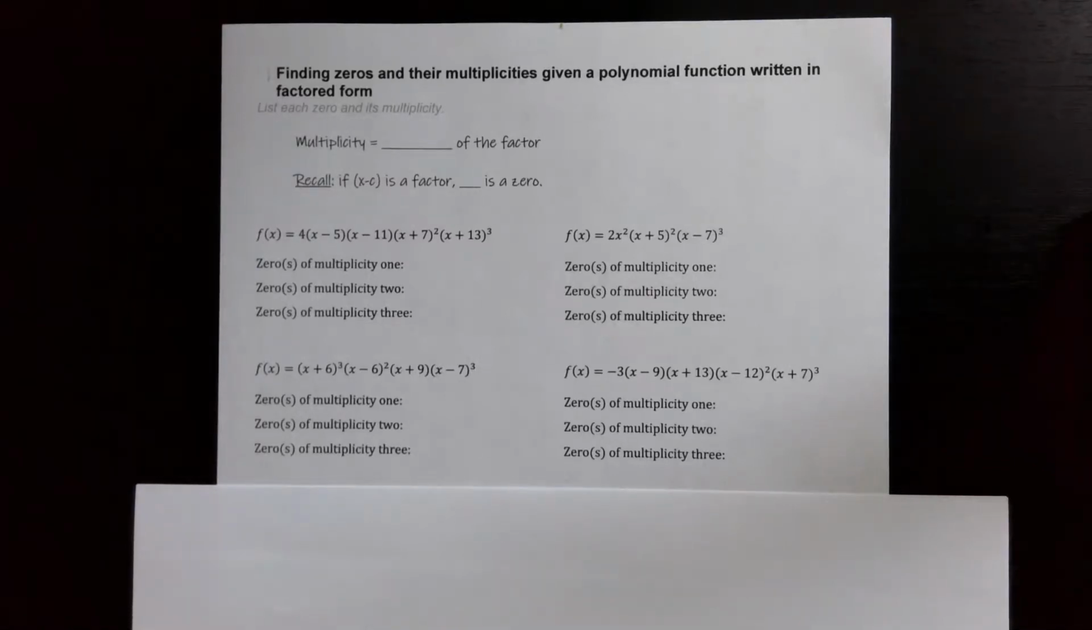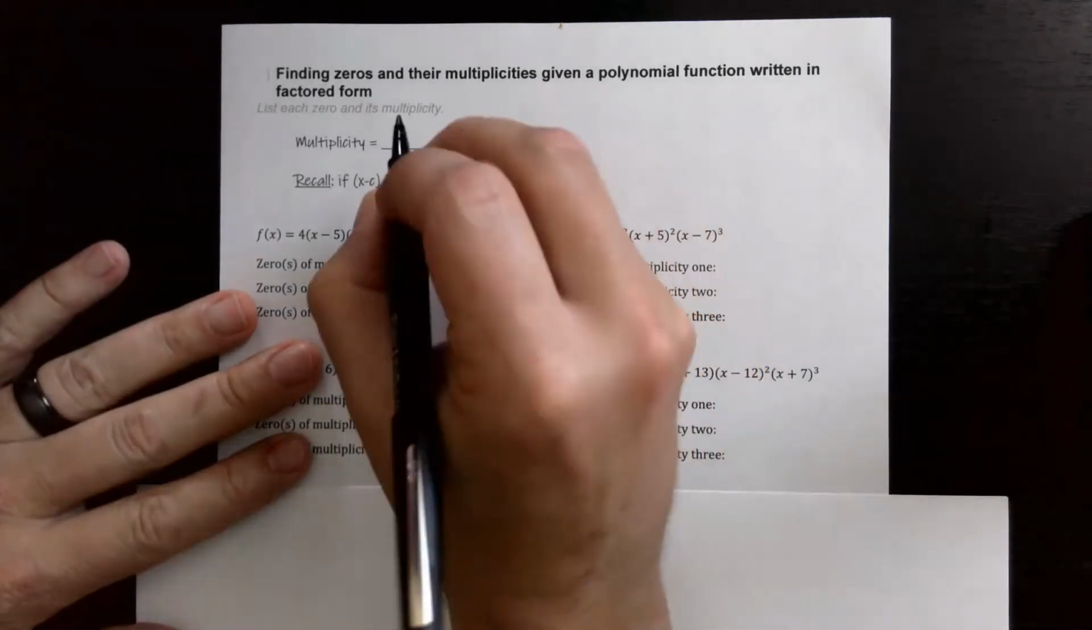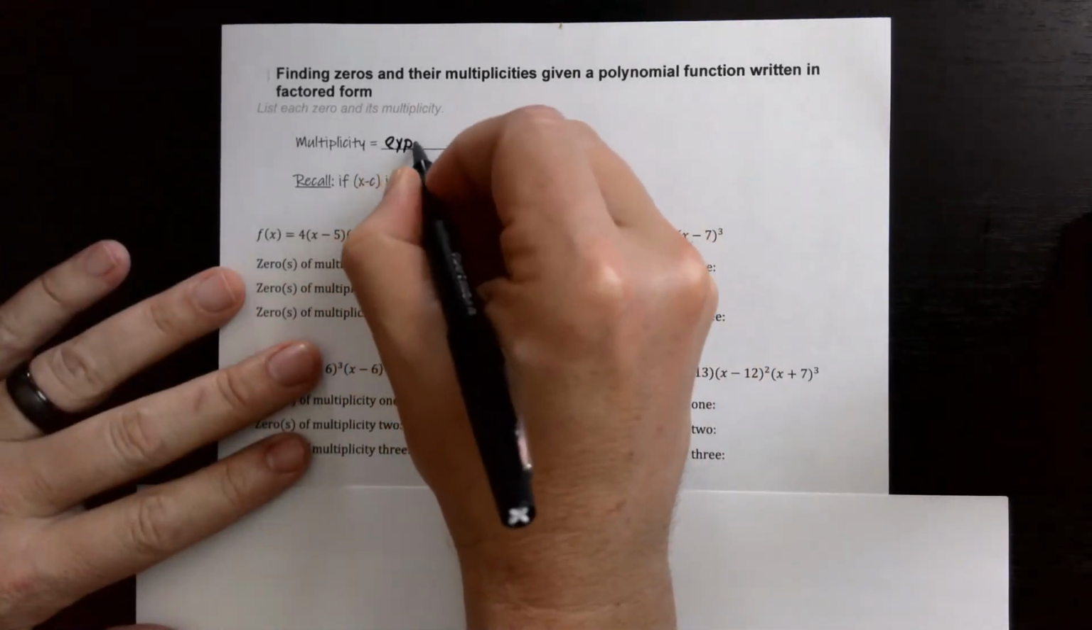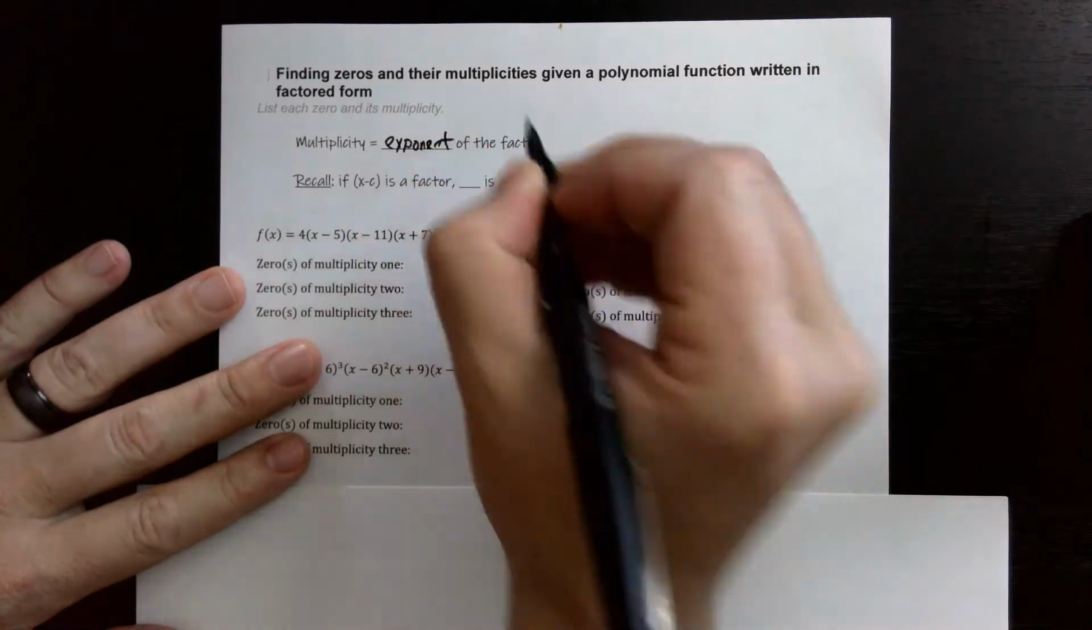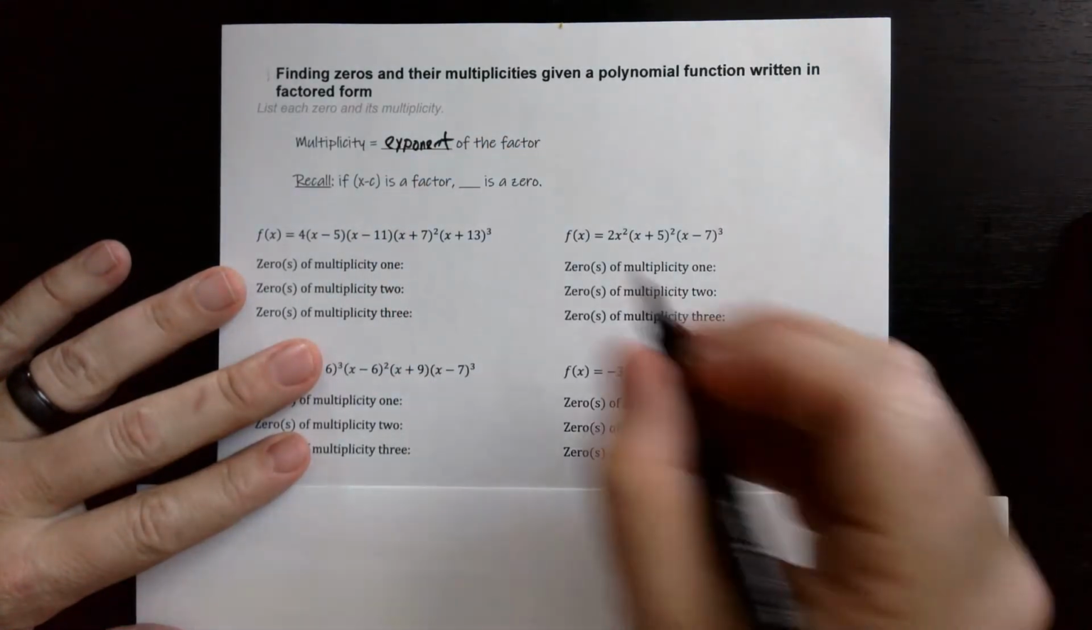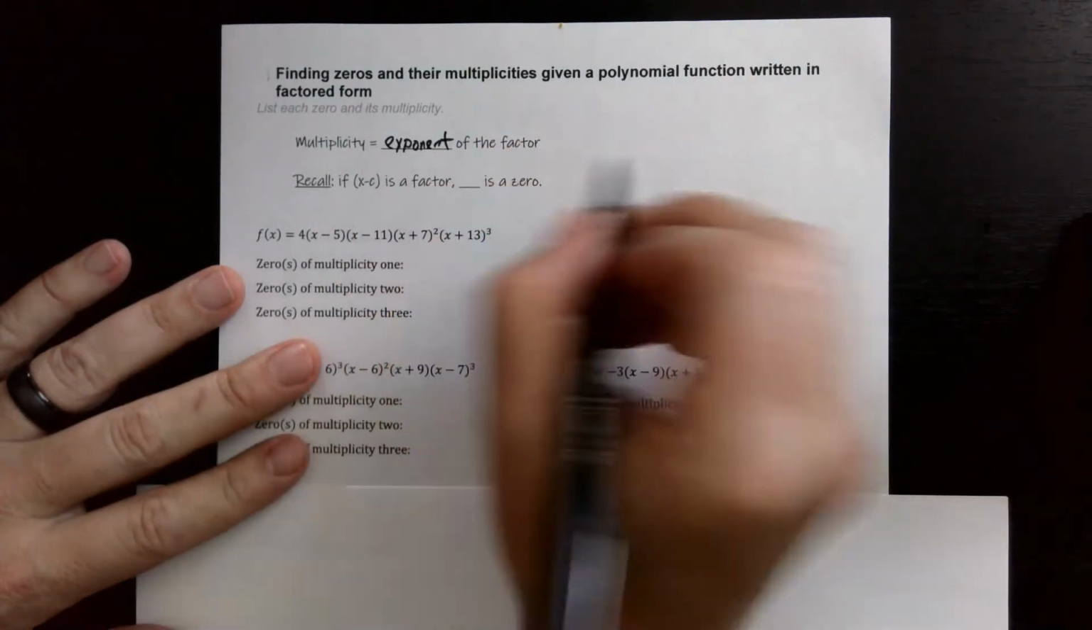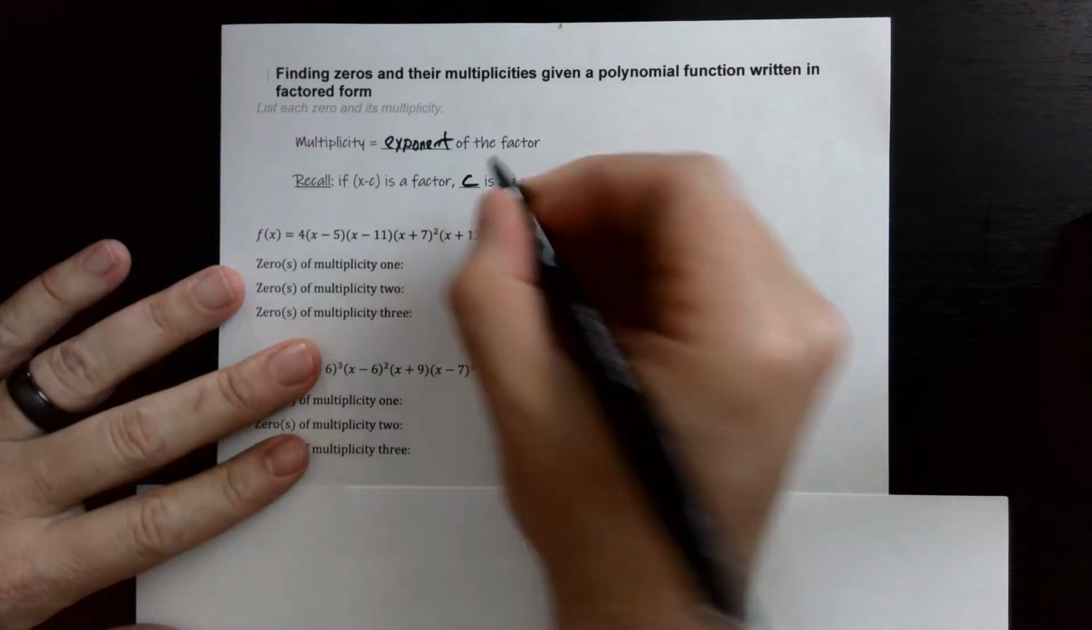Okay, in this video we're going to talk about finding zeros and their multiplicity if it's written in factored form. Recall that the multiplicity is going to be the exponent of the factor. And also recall that if x minus c is a factor, then c is a zero.